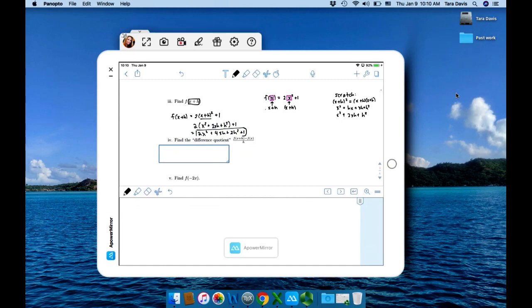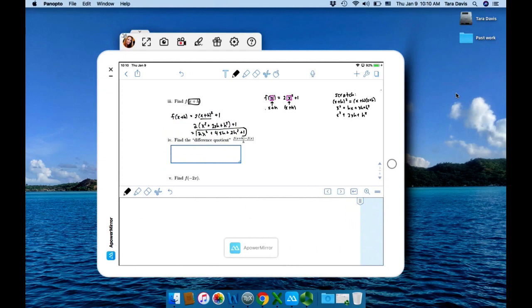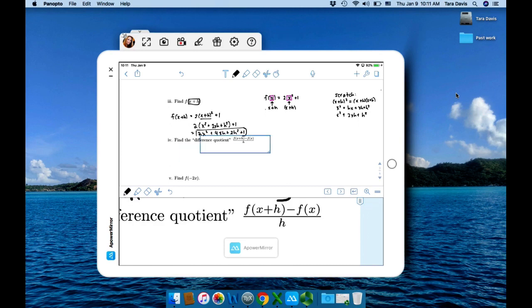Okay, and then now in number 4, we're building on this. It's asking us to find f of x plus h minus f of x, over h. This is the so-called difference quotient. You guys will use this a lot when you go into calculus because this represents basically a rate of change.